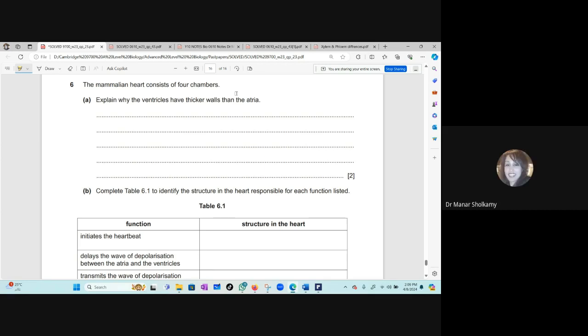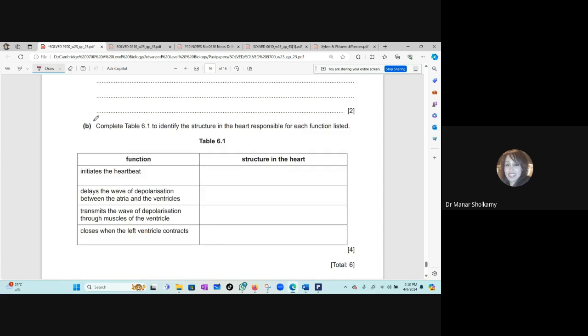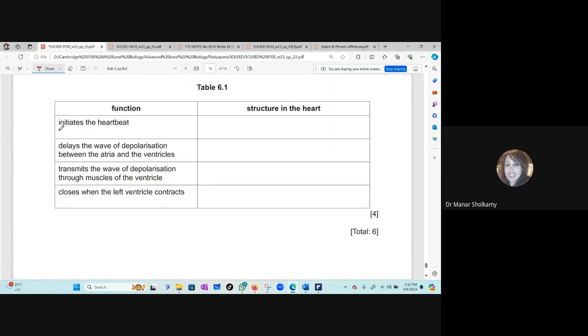Very good. The atria have thinner walls because they only pump blood to the lower ventricles, a shorter distance. You can say that the ventricles, the left and the right one, pump, one to the lungs, one to the systemic circulation. Very easy question. Okay, now what initiates the heartbeat? Sinoatrial node. Correct. What will cause a delay in the wave of depolarization?